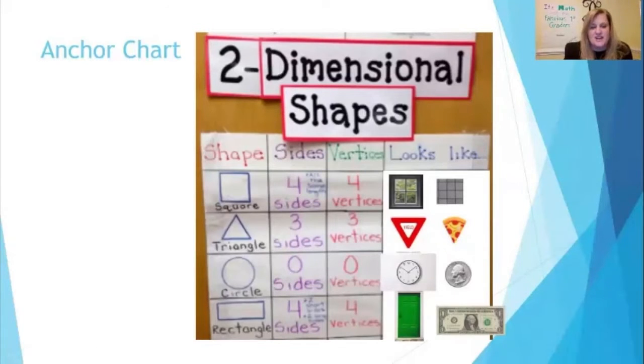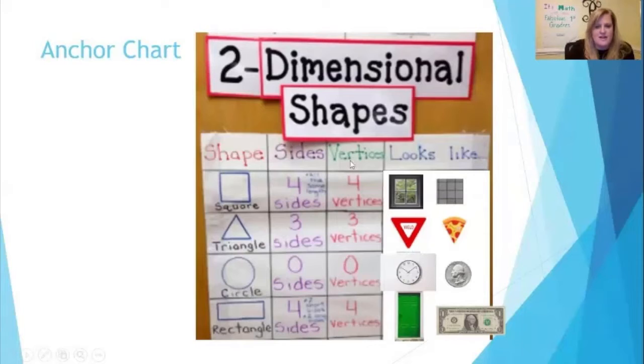Let's look at our anchor chart together. We talked about two-dimensional shapes, which is another way to say flat shapes. The shapes that we've been focusing on are the square, the triangle, the circle, and the rectangle. We talked about a square has how many sides? 4 sides that are all equal in length. It also has 4 right angles. Right angles means that a small square could fit nicely in the corner.